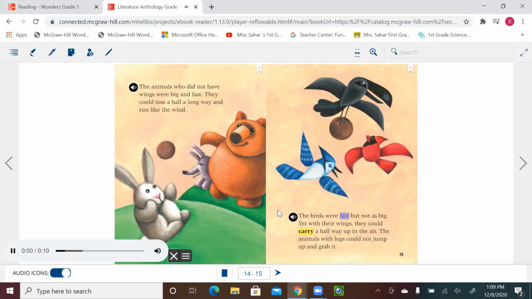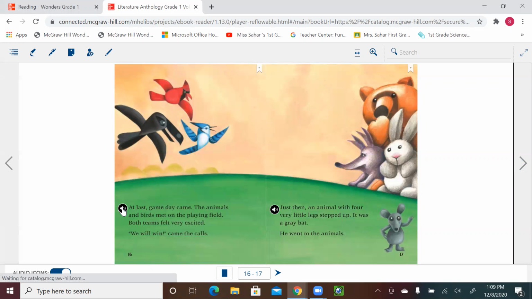The birds were fast, but not as big. Yet with their wings, they could carry a ball way up in the air. The animals with legs could not jump up and grab it. So the second team, who can fly, they have wings, they have their own tricks. They're not as fast as the animals with legs, but because they're flying up, the animals couldn't catch the ball or take the ball from them. So each team has something that helps them to win and enjoy the game.